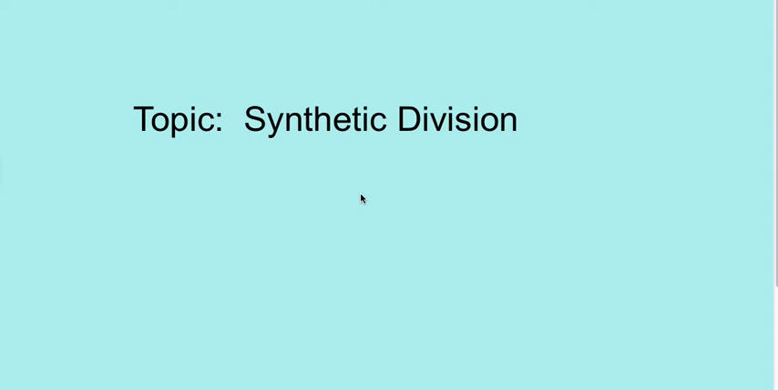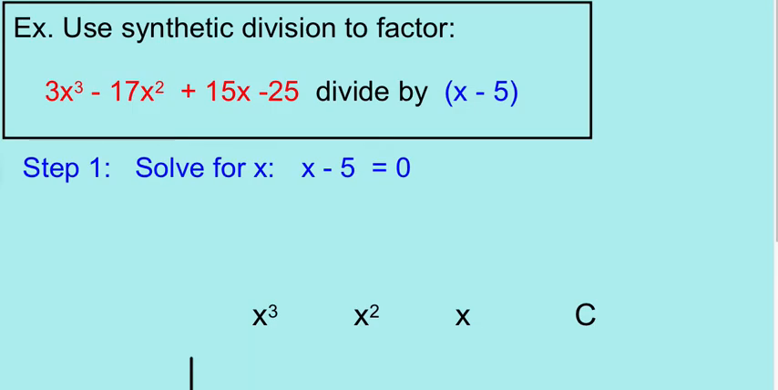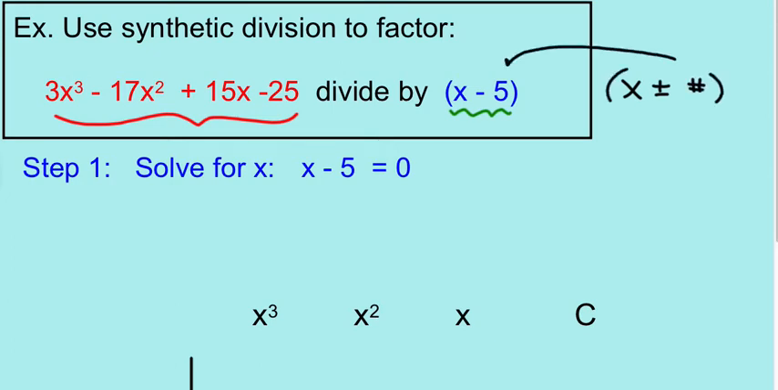Synthetic division: what we want to do is divide out this factor using synthetic division. So we're taking this x minus 5 and dividing it from this polynomial. You can't do synthetic division with every set of polynomial dividing another polynomial. You must have it in the form of x plus or minus some number here. And that's what this form is in.